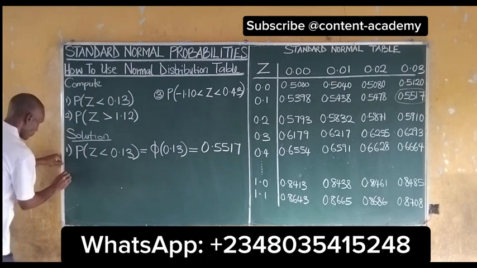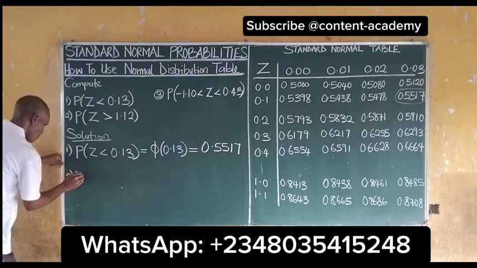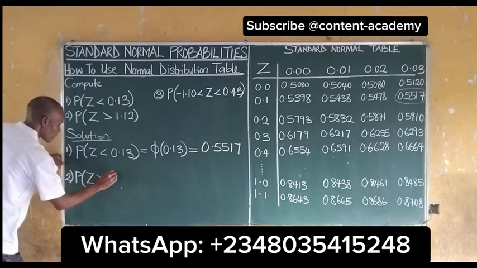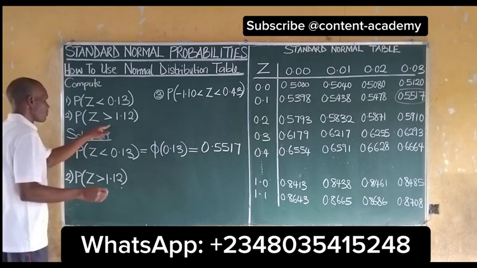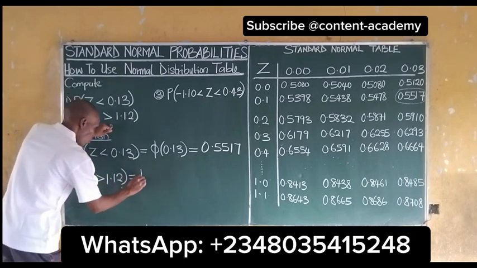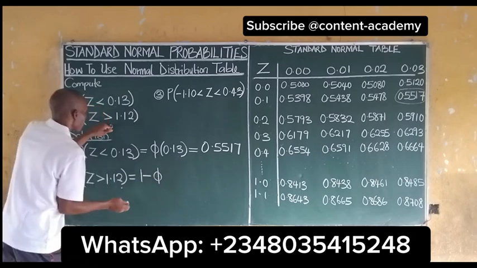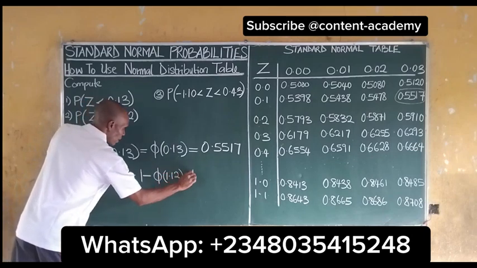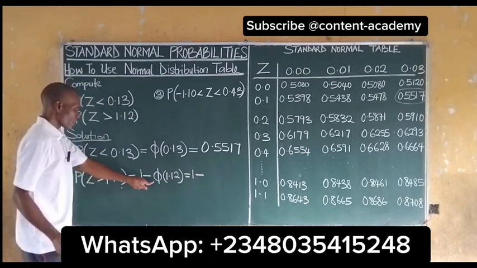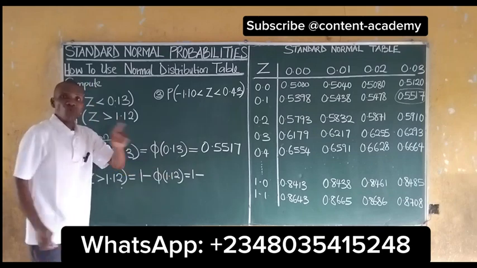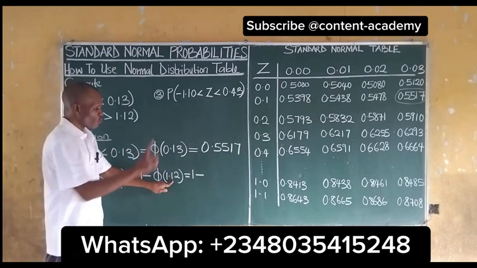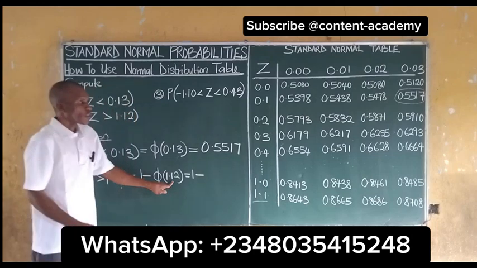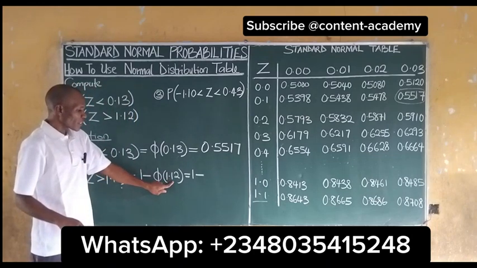The second one, we have our number 2. The probability of z is greater than 1.12. The meaning of this is 1 minus our normal curve, then 1.12. Of course, we put our 1 minus. Now, how do we find 1.12? We have 1.1. So you look for where is 1.1. This is 1.1. Now, you will now look for 0.02.